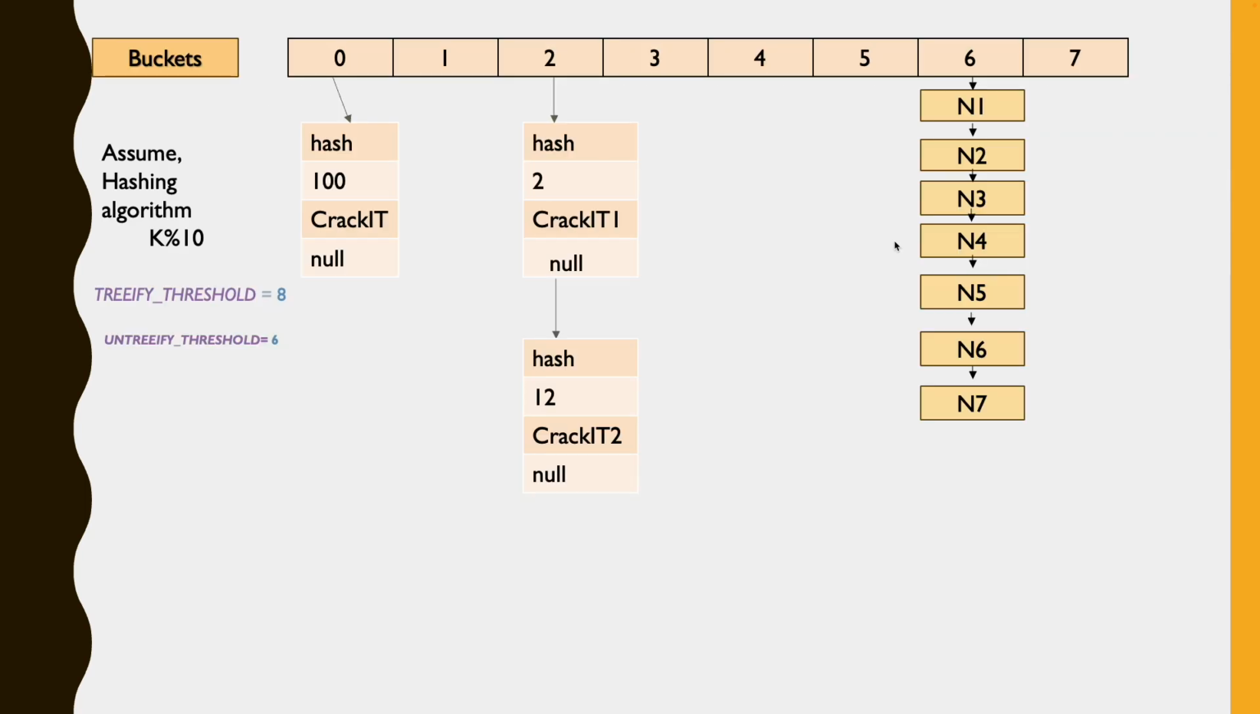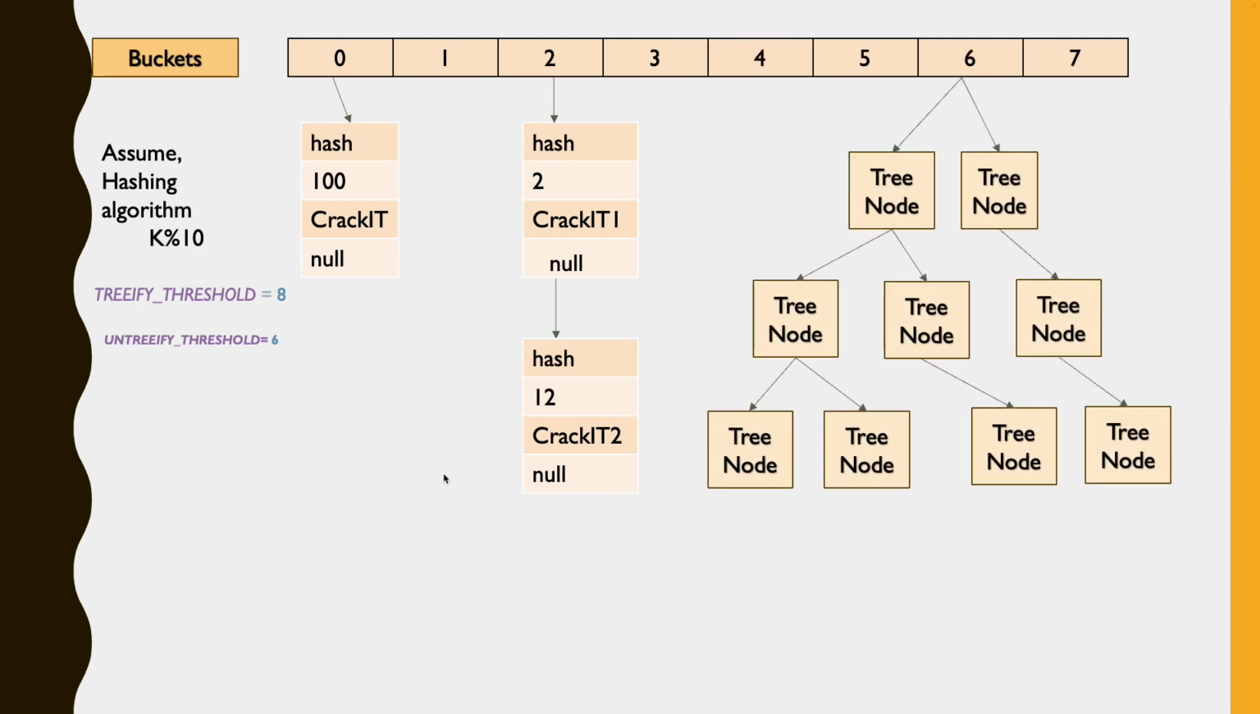Let's see this with an example. Here in our example, in the 6th index, we can see that 7 nodes are already present. So what will happen if an 8th node comes? We have this treeify threshold as 8. So ideally, if the 8th node comes, then all these nodes must be converted into a tree. With this, we come to the end of the put API.